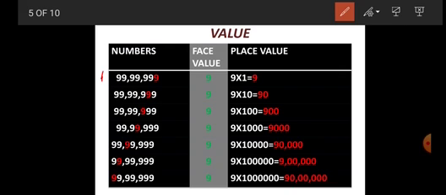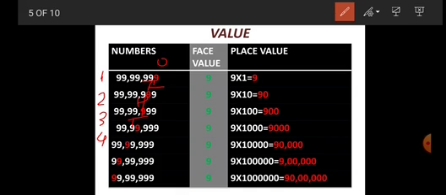But in place value, see first example: the 9 is in which place? 1's place. The place value of 9 is 9 multiplied by 1 equal to 9. In the second example, 9 is in the 10's place. The place value of 9 is 9 multiplied by 10 equal to 90. Third example, 9 is in the 100 place. The place value of 9 is 9 multiplied by 100 equal to 900.